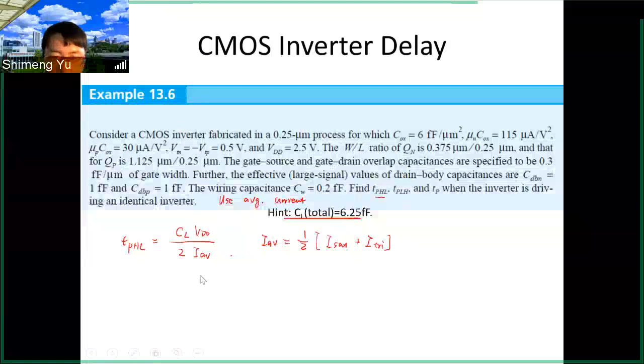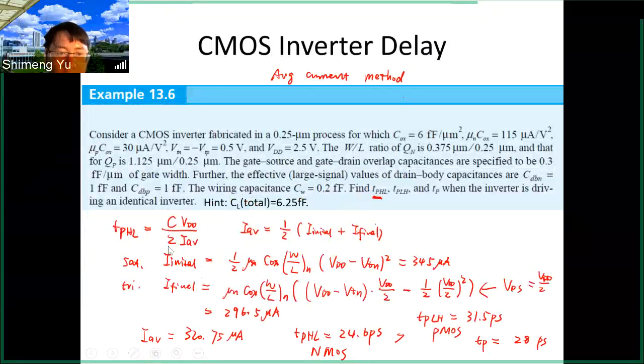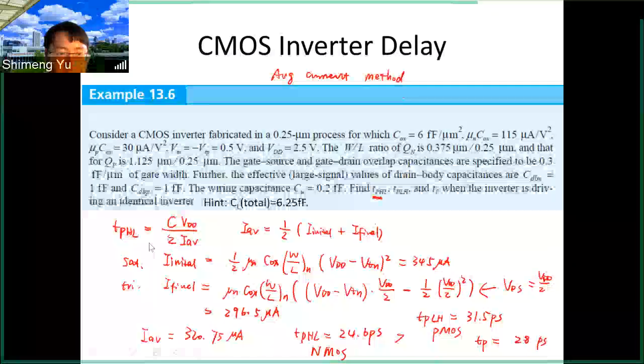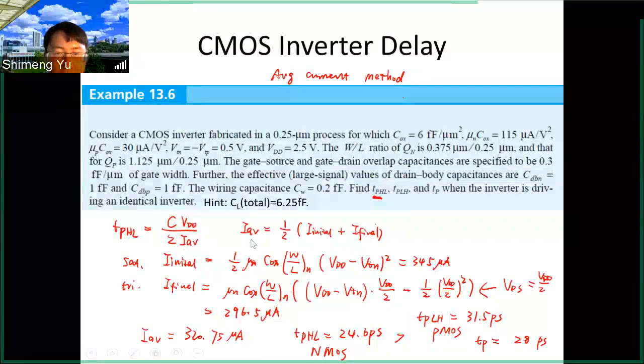So I will show you the solutions here. The approach just mentioned is C VDD divided by 2 over I average. So we need to figure out what is I average, from the initial current and final current. Initial is the saturation, final is the triode. So let's plug in the saturation current equation, which is half mu n CoX W over Ln, VDD minus VTN, squared. If you plug in the numbers from this question, you get 345 microamp.